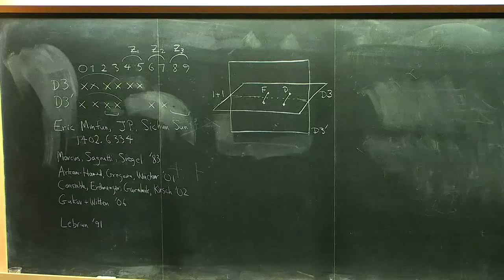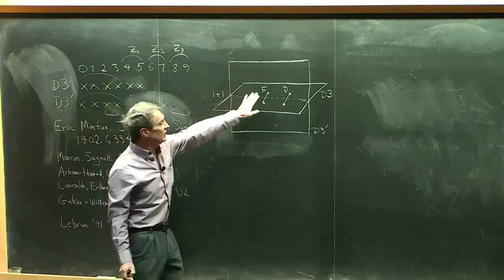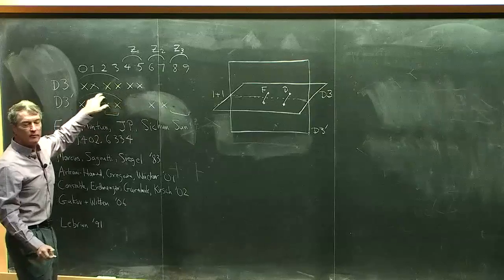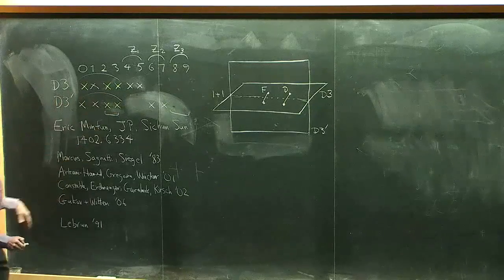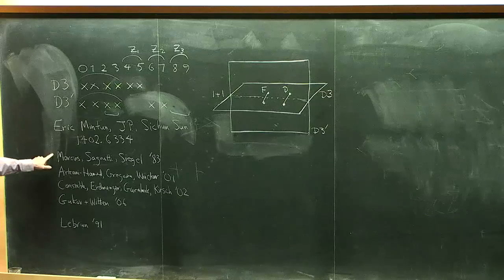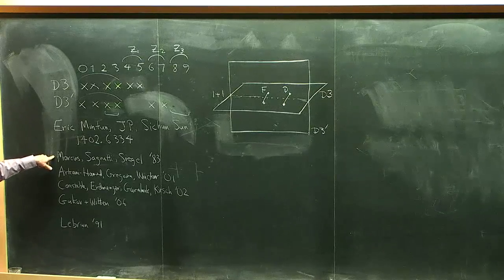Now, to describe the action, say, for the fields that live on the D3, we're describing the fields of a 6-dimensional theory in terms of 4-dimensional superfields. And I don't know how well this is known, but it's a really pretty trick due to Marcus, Sagnotti and Siegel.